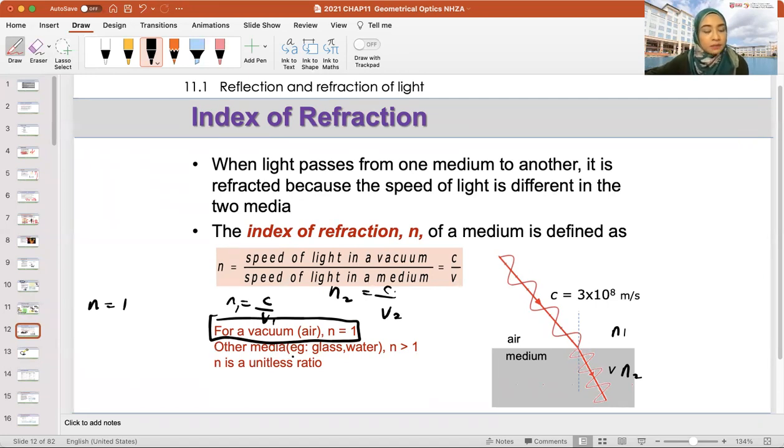But for other mediums such as glass and water, the index of refraction must be greater than 1 because the speed of light is slower. Again, N is equal to C over V. When your V is slower, it means that your N has to increase. This is why our N is greater than 1 when we travel from air to a medium of higher density. Okay.